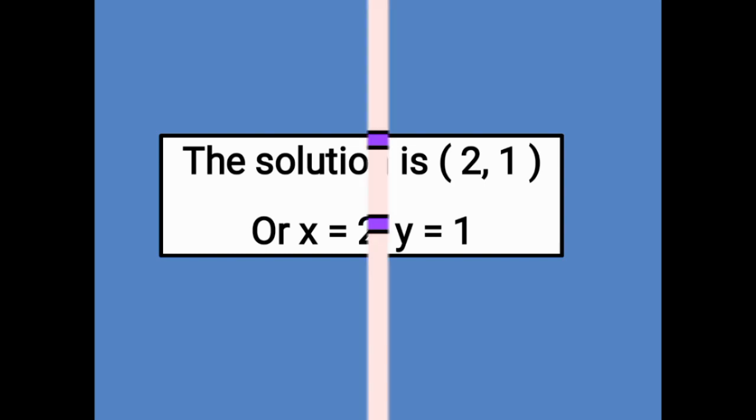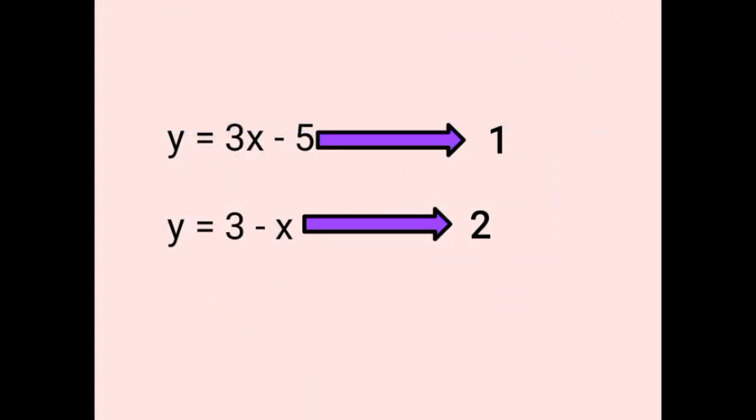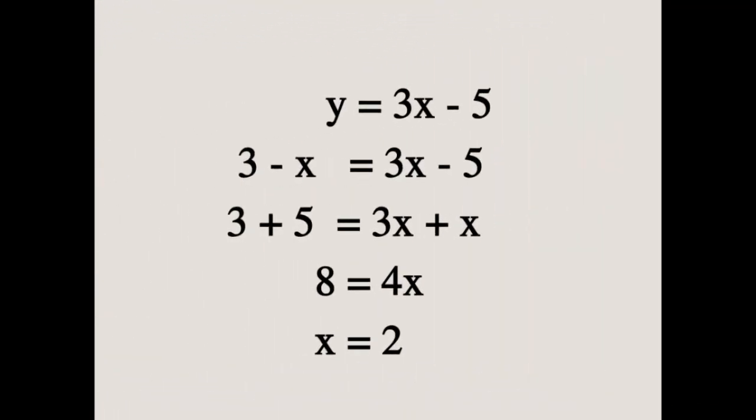If you want to be sure, you can check whether this solution matches the algebraic solution to the simultaneous equations. So, y equals 3x minus 5 is the first equation, y equals 3 minus x is the second equation. Substitute 3 minus x instead of y into the first equation. So, it's 3 minus x equals 3x minus 5, 4x equals 8, x equals 2.